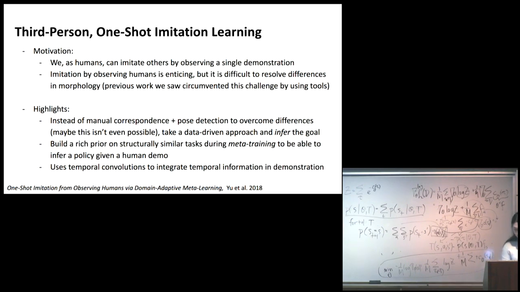Another thing they do in this paper is use temporal convolutions to integrate temporal information in the demonstration, because the demonstration is a video. If you're interested, you can check out the paper. It's called One-Shot Imitation from Observing Humans via Domain Adaptive Meta-Learning, also known as DAML.